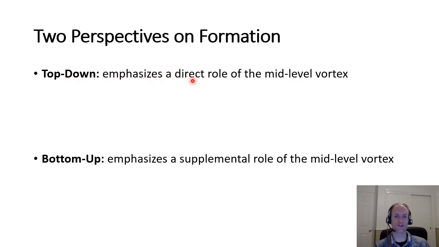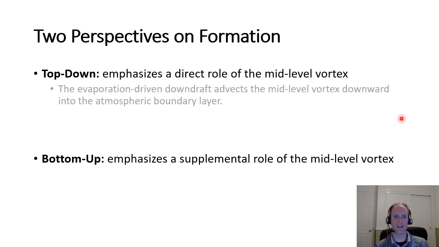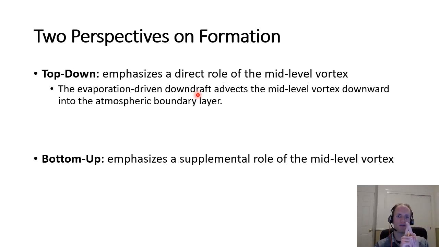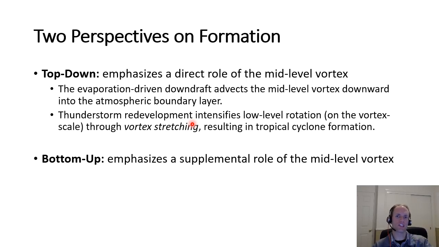Top-down emphasizes a direct role of this mid-level vortex. Specifically, the evaporation-driven downdraft that we get at the end of stage 1. Not only does it build a mid-level vortex, but it advects it downward into the atmospheric boundary layer, so down toward low levels. It's still weaker at low levels than what you see at upper levels in the mid-troposphere, but you do have cyclonic rotation extending down toward the low levels due to this advection by the evaporatively driven downdraft with the decaying thunderstorms. Then, when you go into stage 2, you've rewarmed and humidified the boundary layer.